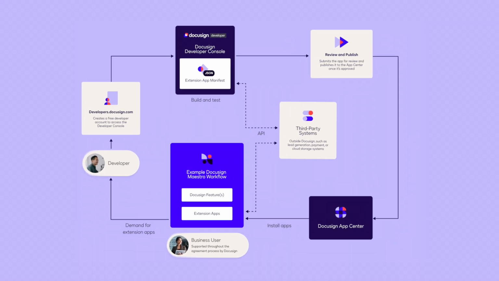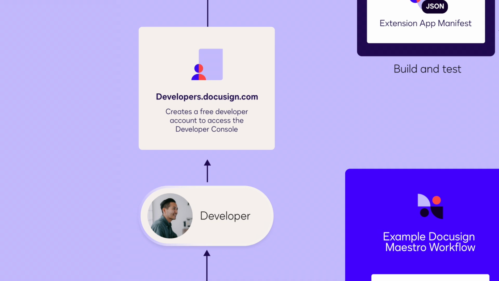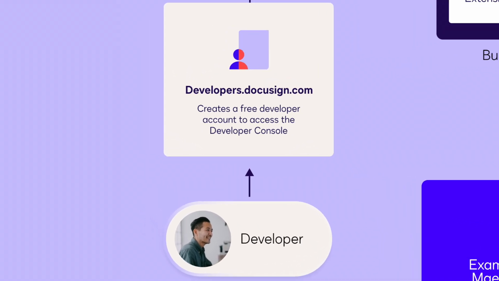Now, let me tell you how you can build an extension app. Let's take a closer look. The first step to build an extension app is to get your Docusign developer account. Sign up if you haven't already. The Docusign developer account is completely free to use for testing in the demo sandbox environment.